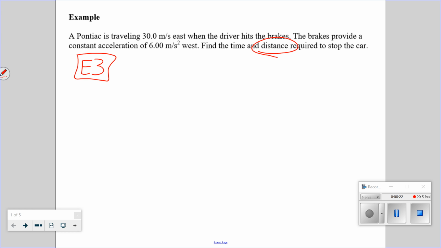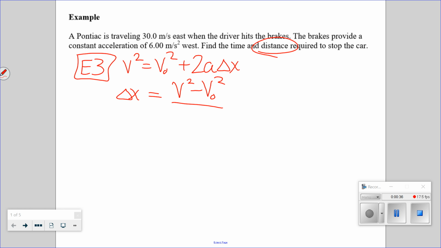Okay? Let's see. It's written on the formula, I think, v squared equals v0 squared plus 2a delta x. So delta x equals v squared minus v0 squared, that was how it came out of the derivation anyway, over 2a. Okay, I still do have to realize that I stopped the car. So I have 0 squared minus the initial velocity squared, so 30 squared, divided by 2 times negative 6. It still does have to be negative 6.